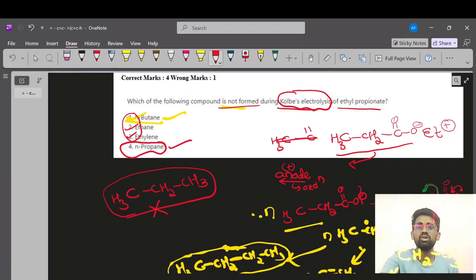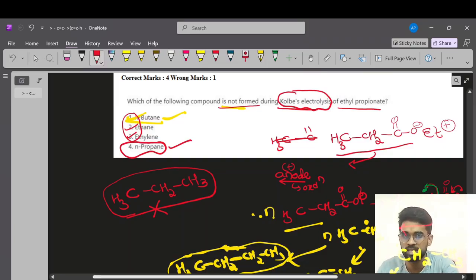Because here two fragments are coupling. If you observe, the major product is something like this. These ethyl radicals will combine to give a major product, something like this big hydrocarbon chain. See, even plus even, R plus R, you are going to get an even number. Then how is it possible to get an odd number of carbons containing alkane? Not possible. So that's why you can simply use this trick and directly choose your fourth option.